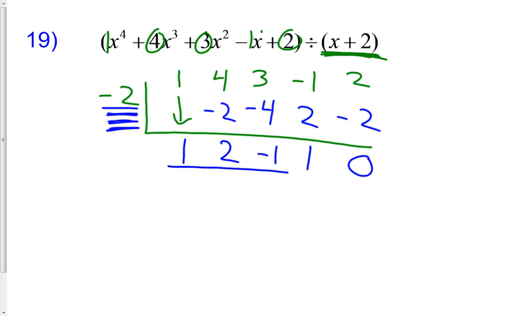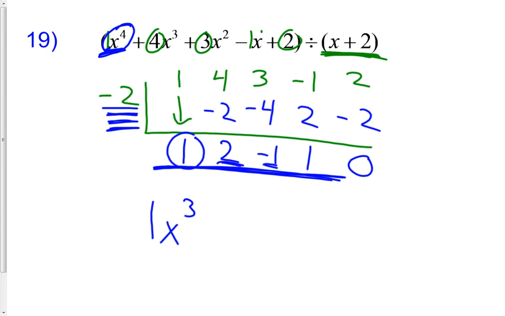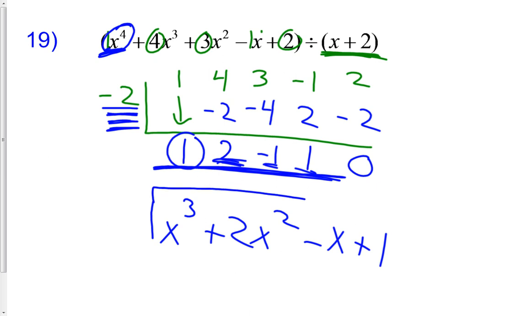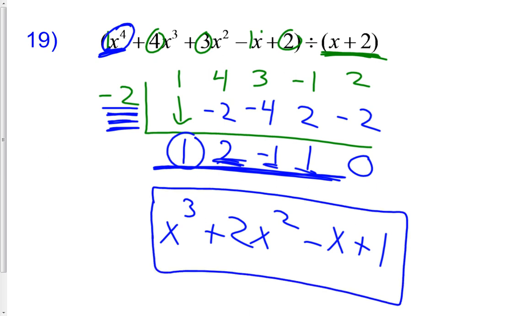So all of these represent the coefficients for your answer. And the coefficients are 1 power down from your highest power of x. So if this is x to the fourth, this 1 right here represents 1x to the third. And then descending order from there. So here's the 2 plus 2x squared minus an x plus 1. There's the answer for question number 19.